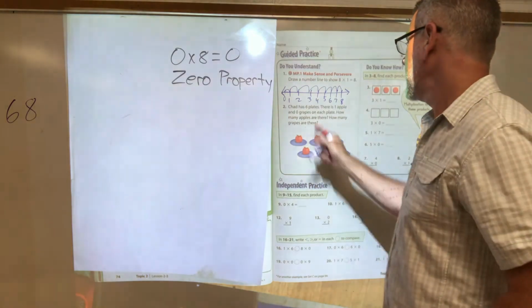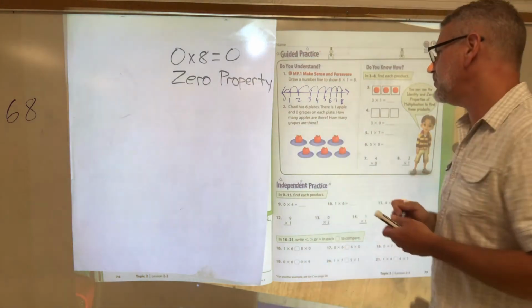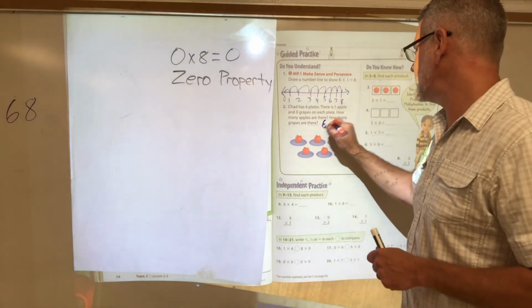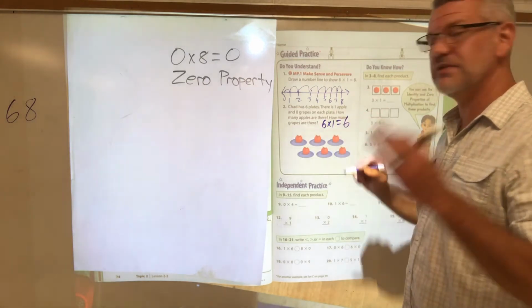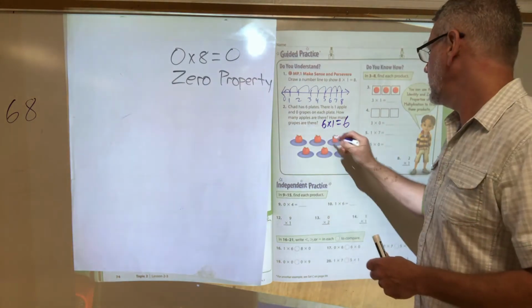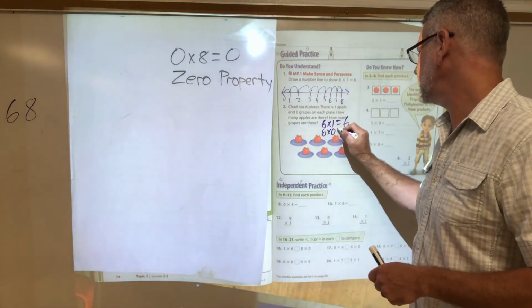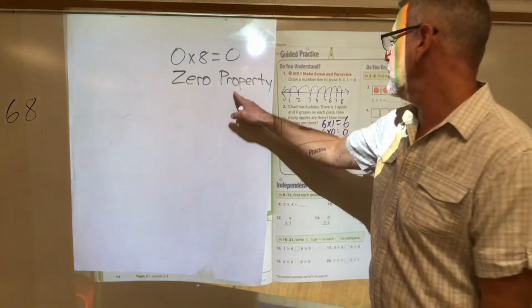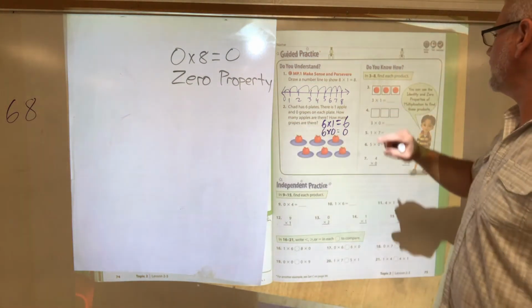Your answer is 8. Chad has 6 plates and there's 1 apple and 0 grapes on each plate. How many apples are there? So that'd be 6 groups of 1, which we know is 6. And there's no grapes, so that's 6 groups of none. Anything times 0 is 0. 0 property. Over here, find each product.